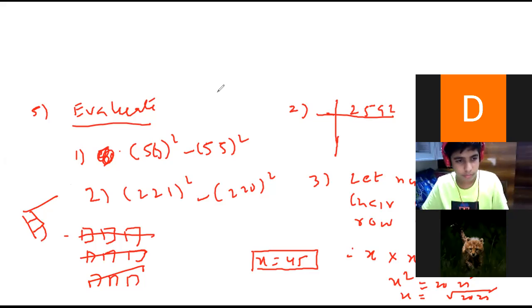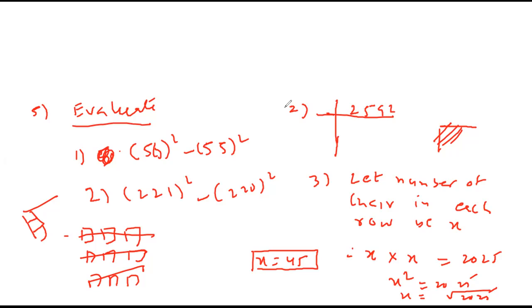Again, there is a problem with Ashmit. For the fifth one, just write down the question: 56 square minus 55 square, and 221 square minus 220 square. That is the one. You want the fourth now, right? All you have to do now is the fourth sum.